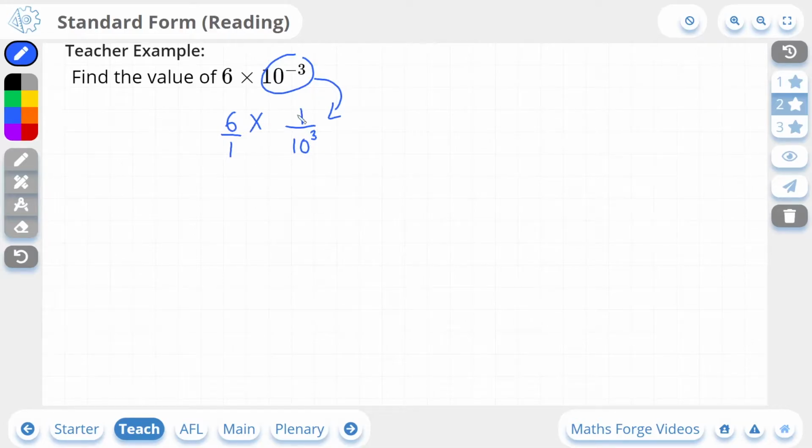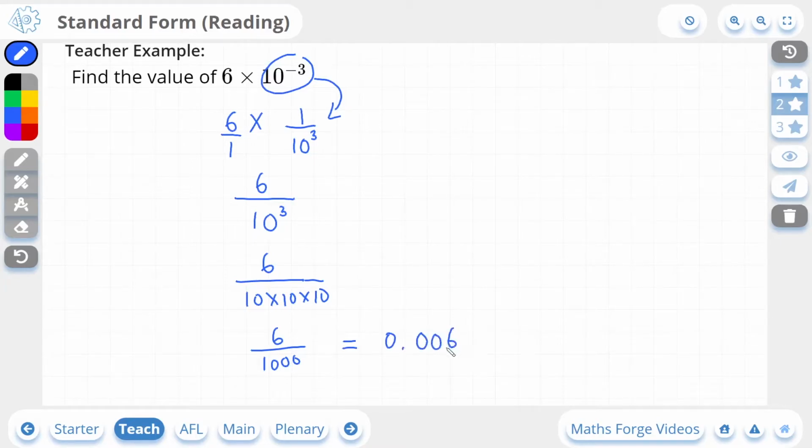So this is going to give us 6 times 1, which is 6, and 1 times 10 to the power of 3, which is 10 to the power of 3. Now, 10 to the power of 3 can be written as 10 times 10 times 10. And this is going to give us 6 over 1,000, because of course 10 times 10 times 10 is 1,000. And of course, if you remember the lesson on place value, 6 divided by 1,000 will give us 0.006. So this should be the value of 6 times 10 to the power of negative 3. And if we check our answer, there it is.